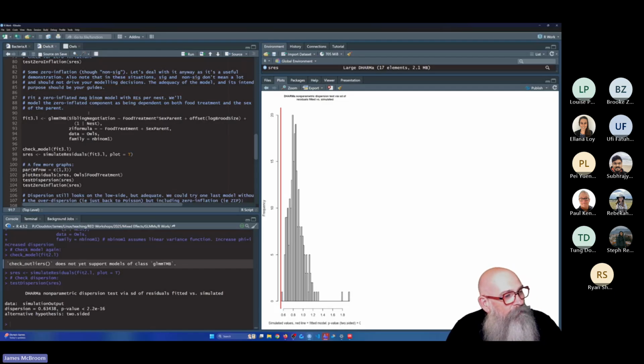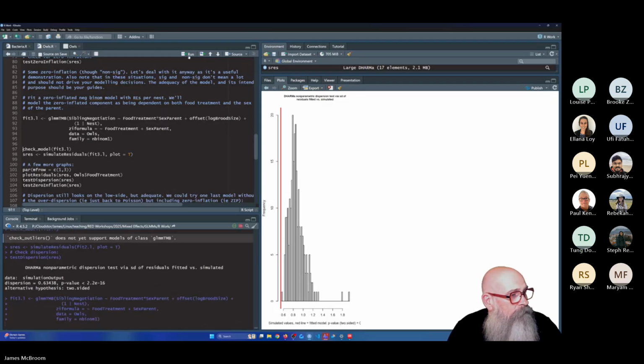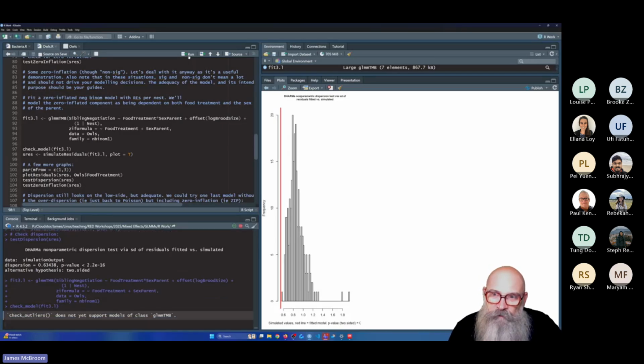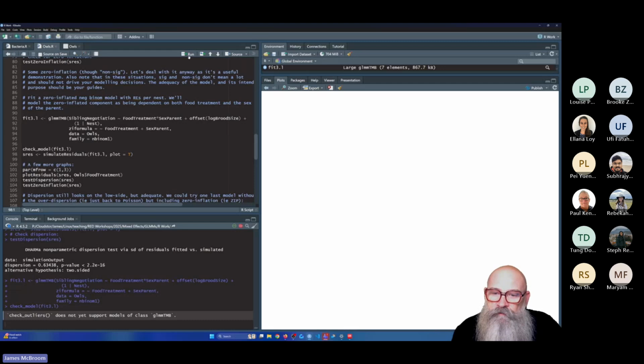Okay, so we're adding overdispersion and zero inflation now into our model. All right, that's run. We're going to check that set of diagnostics. So you see the pattern here. We fit a model, we look at the diagnostics, we use those diagnostic graphs to help us diagnose what the problems with the model are.